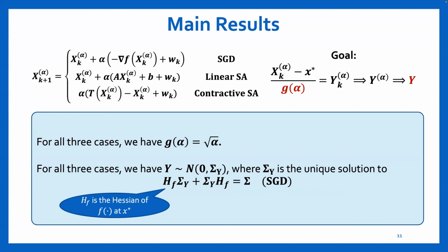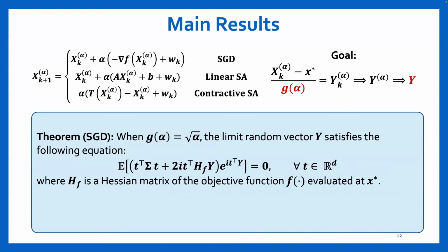Okay, so in fact, we don't quite show this result. We actually show this result under an additional uniqueness assumption. So let me present this result in full glory. For this SGD algorithm, and similarly for other algorithms like linear SA and contractive SA, when the correct scaling function is square root of alpha, the limiting random variable satisfies the following equation for all t in R^d. This is an equation in terms of the distribution of y. So the distribution of y should be such that this equation holds for all t in R^d.